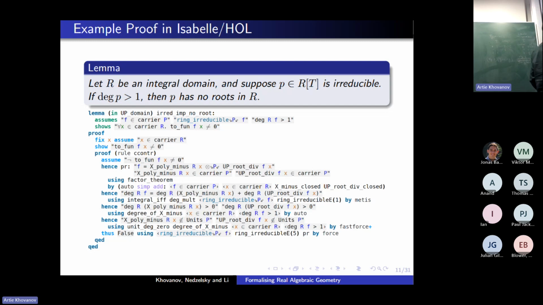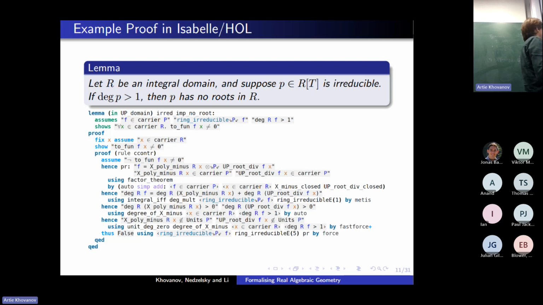Okay. Yeah, so we have this lemma. This is giving us our locale context where we have all of our axiomatic assumptions. So this is saying we have a domain and we have a polynomial ring over our domain. Our ring is called R and our polynomial ring is called P. That's just the assumptions that are set up locally. The lemma is called irreducible implies no root.